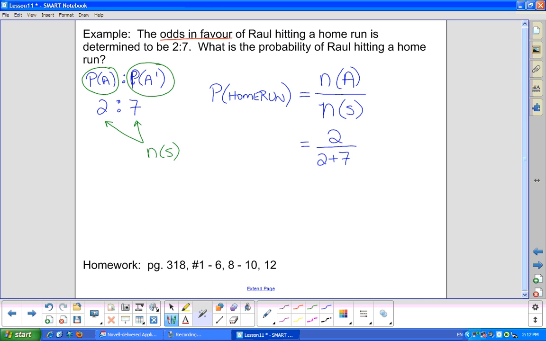So really the probability he hits a home run is 2/9, or as a decimal, 2 divided by 9 is about 22%. So there's a 22%, or 0.22, chance he hits a home run. So you have to be careful with odds. Odds are straightforward. However, when you go back and forth between probability and odds, there is a little bit of a conversion there. So the probability of hitting a home run is 2/9.